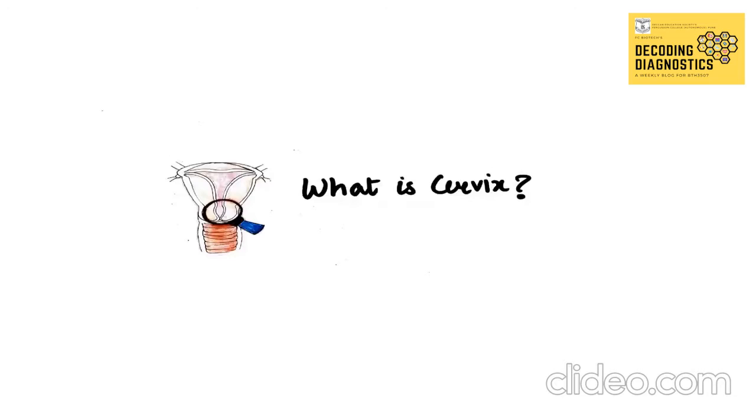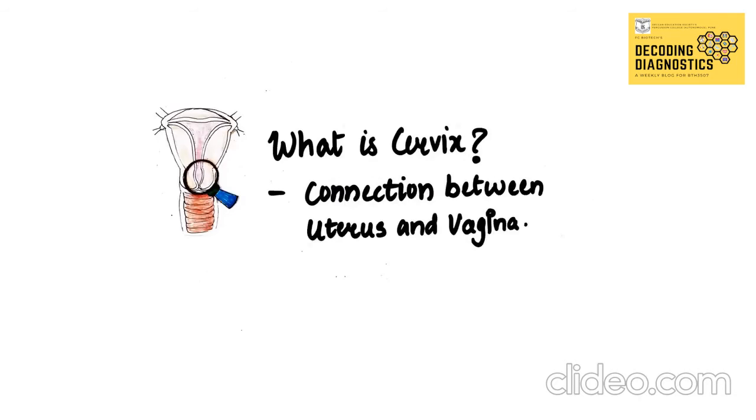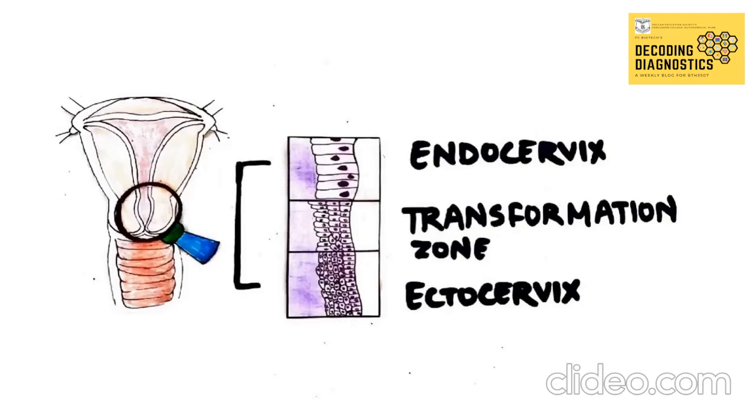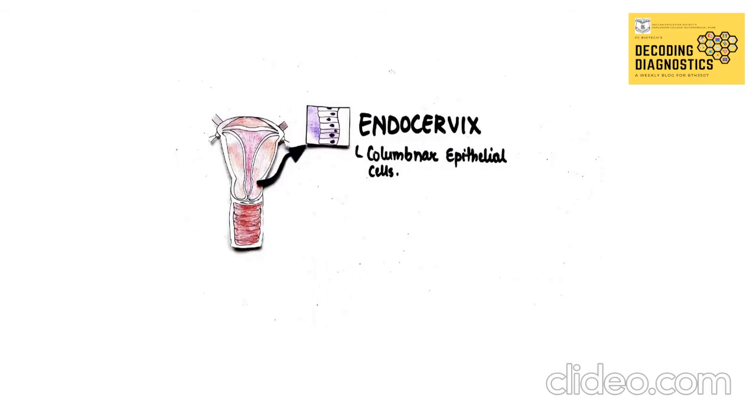Now, let's start with the basic and most important question. What is the cervix? The cervix is the connection between the uterus and vagina. It has three main parts: endocervix, transformation zone, and ectocervix.